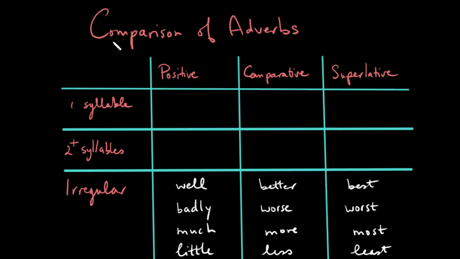Let's talk about comparison of adverbs. Now, adverbs, just like adjectives, have three forms. They have the positive, the comparative, and the superlative form. The positive is your basic form of the adverb.